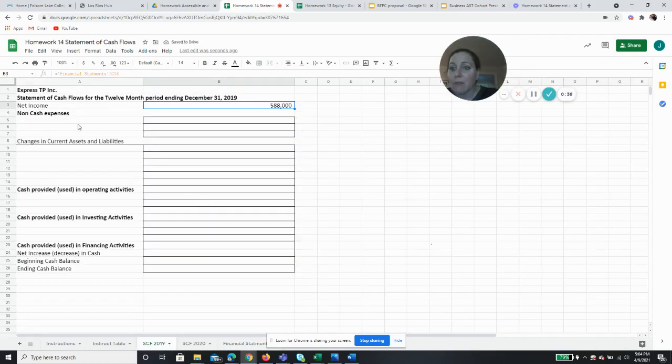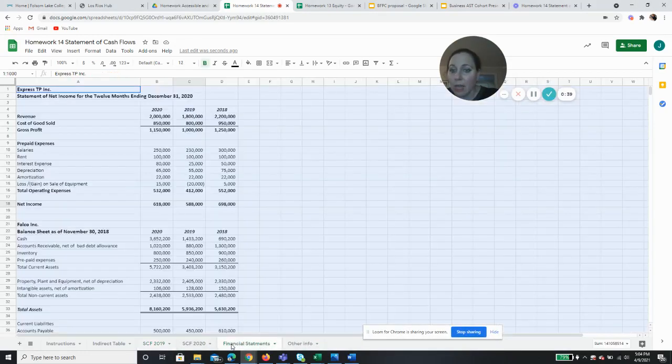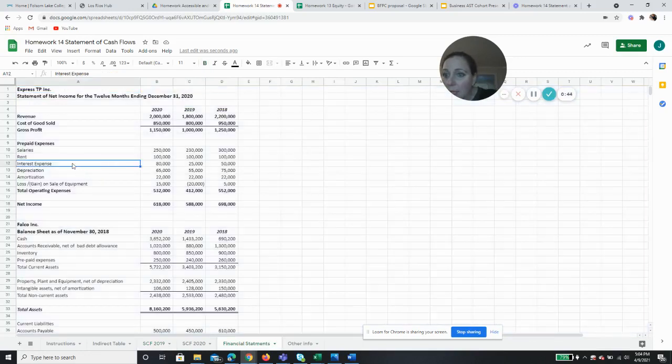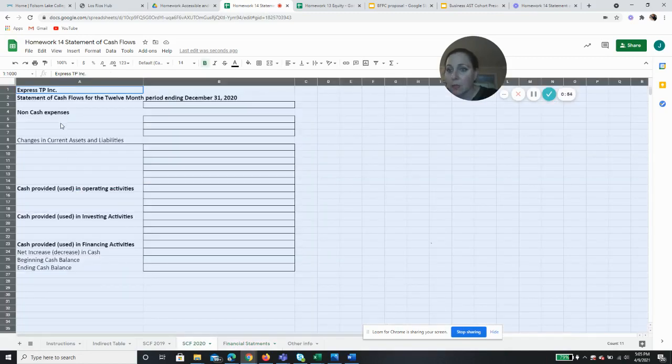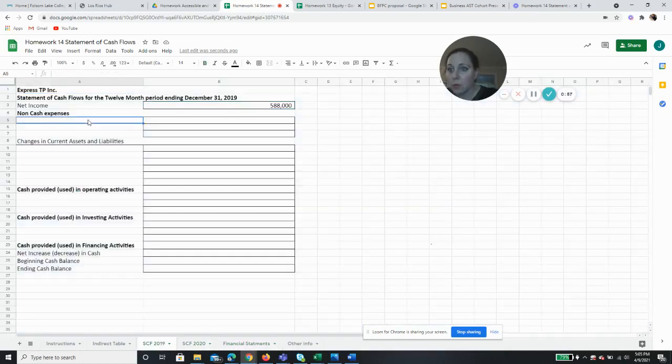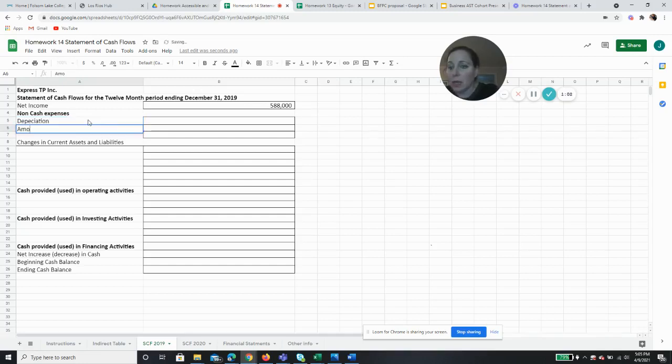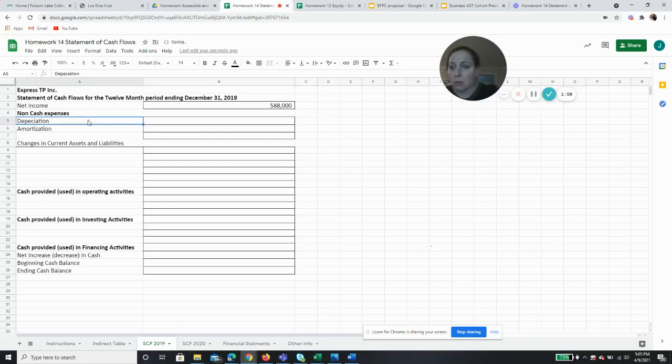Okay, now I have my non-cash expenses. So I'm going to go over, look here and see what I have for non-cash expenses. And for 2019, it looks like I have depreciation, amortization, and a gain on the sale of equipment. So I'm going to have depreciation, amortization, spelled depreciation correctly, and I have a gain on sale of equipment.